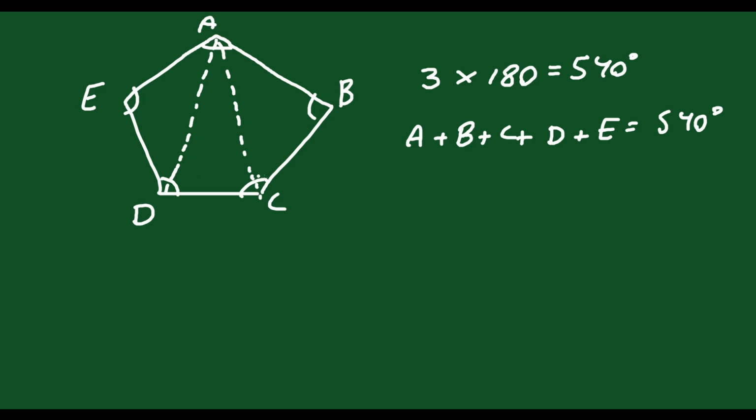So again, see how many triangles can fit in there? However many that is, multiply it by 180 degrees. That gives you the total degrees that all the angles should add up to.